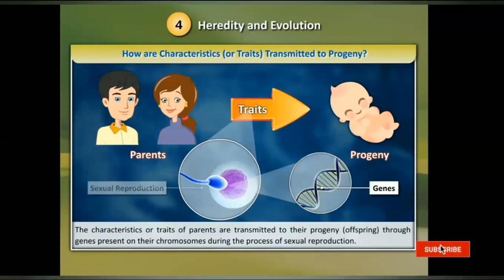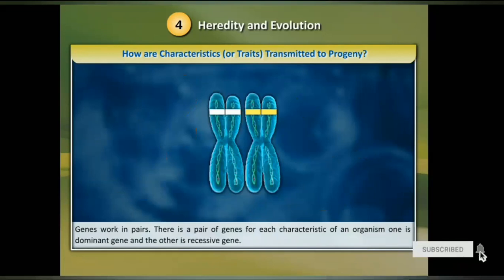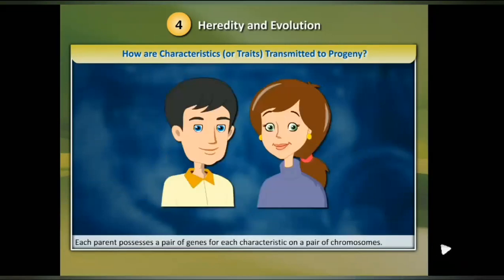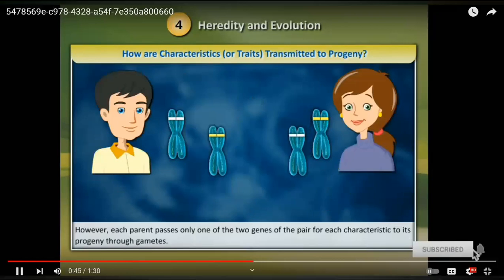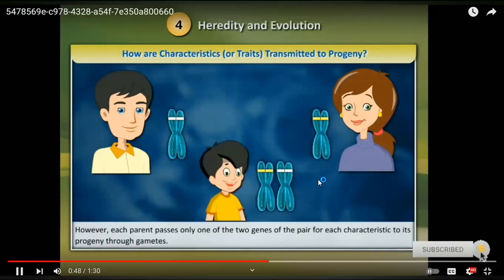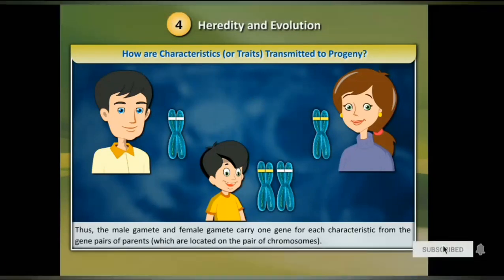process of sexual reproduction. Genes work in pairs. There is a pair of genes for each characteristic of an organism. One is a dominant gene and the other is a recessive gene. Each parent possesses a pair of genes for each characteristic on a pair of chromosomes. However, each parent passes only one of the two genes of the pair for each characteristic to its progeny through gametes. Thus, the male gamete and the female gamete carry one gene for each characteristic from the gene pairs of parents, which are located on the pair of chromosomes.